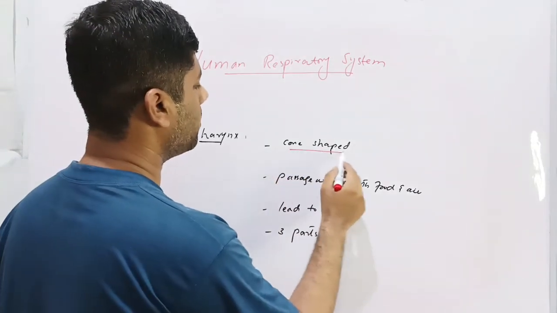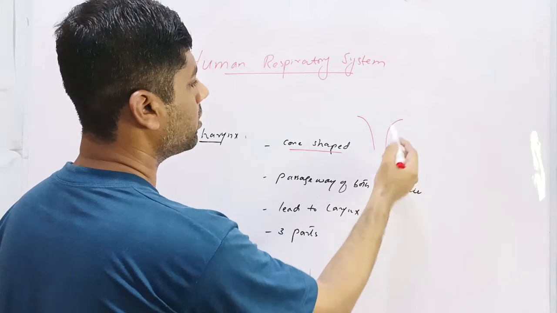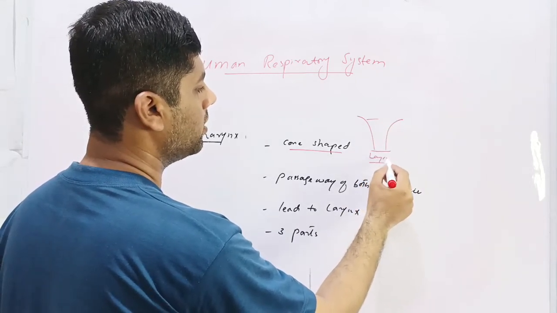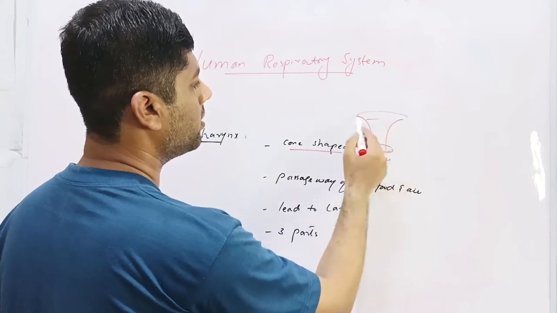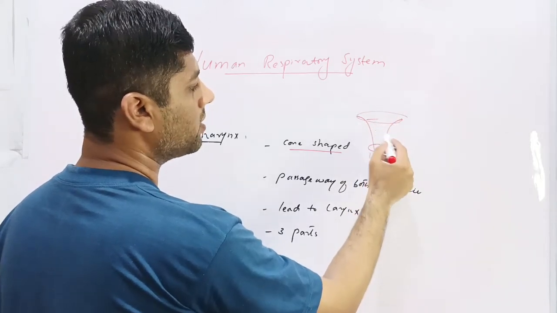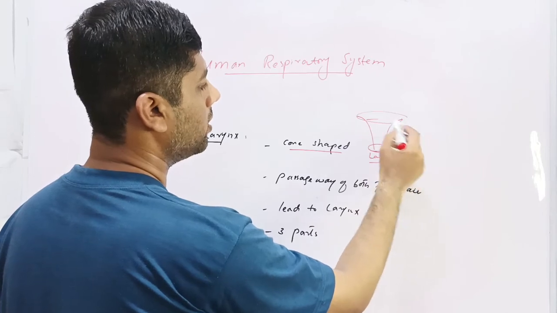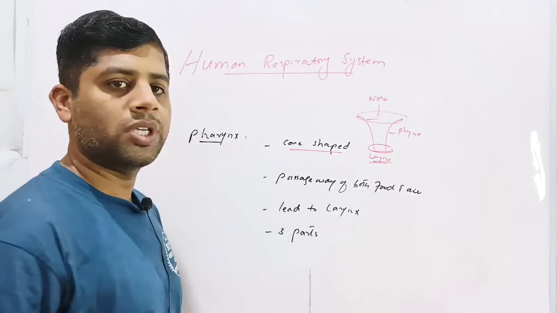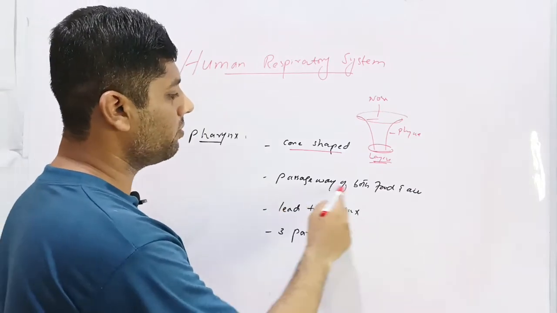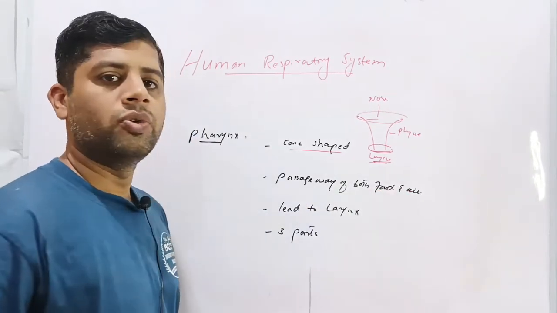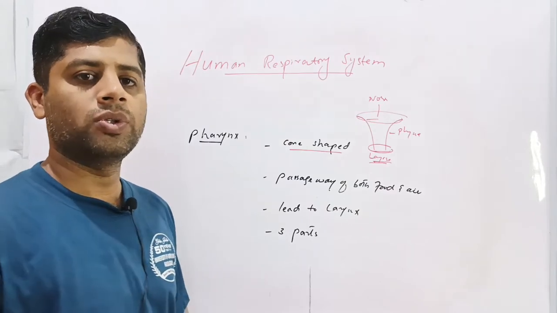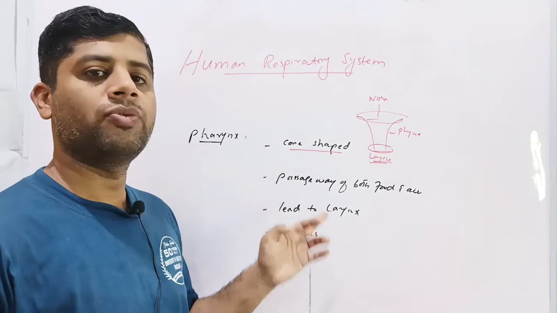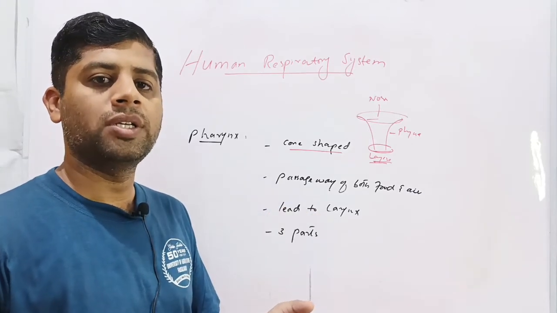The pharynx is a cone-shaped organ. The anterior portion of the pharynx is broad, while the lower portion which joins the larynx is narrow. Above this pharynx is the nose, and below it is the larynx. It is the common passageway for both food and air. Food from the oral cavity and air from the nose or mouth also enter through this pharynx. Thereafter, the food enters the esophagus and air enters the larynx.